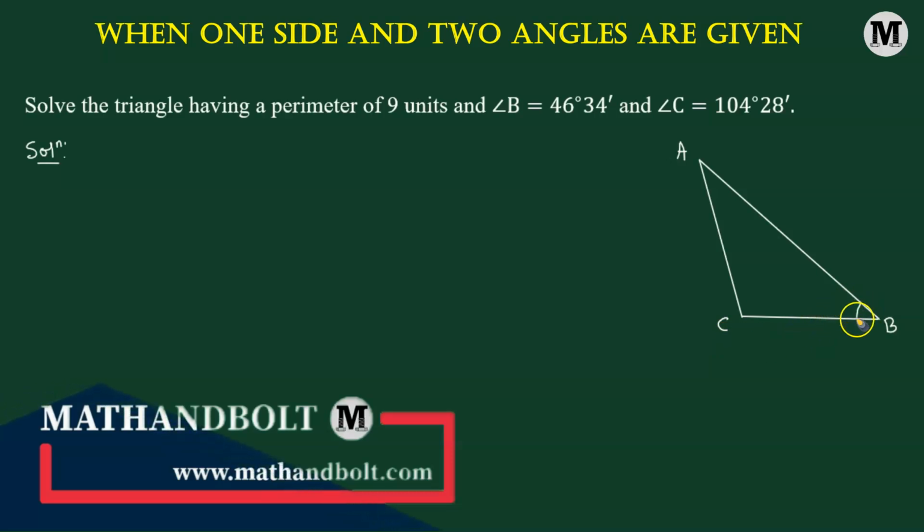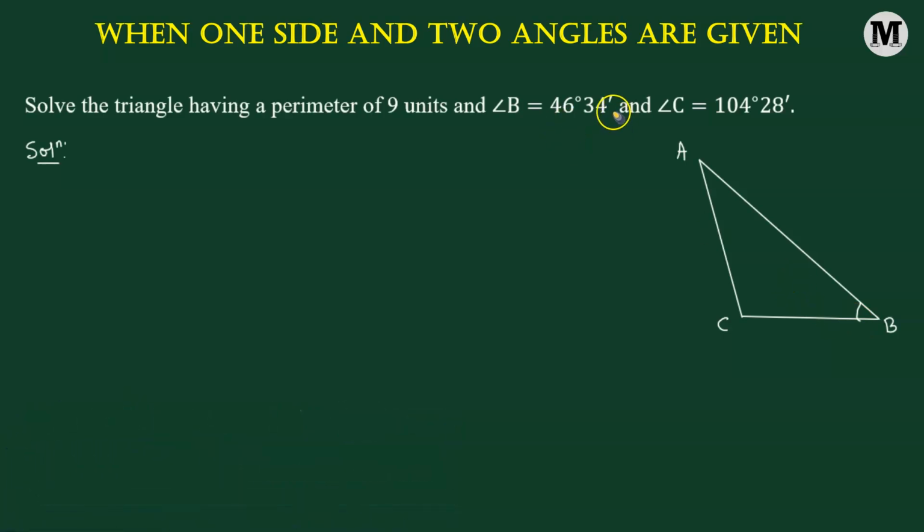So angle B measures 46 degrees and 34 minutes. So B equals 46 degrees and 34 minutes. But what we'll do is convert the minute part to the degree part. All we have to do is use the transformation. That means 60 minutes corresponds to 1 degree, which means that 1 minute is going to correspond to 1 over 60 degrees.